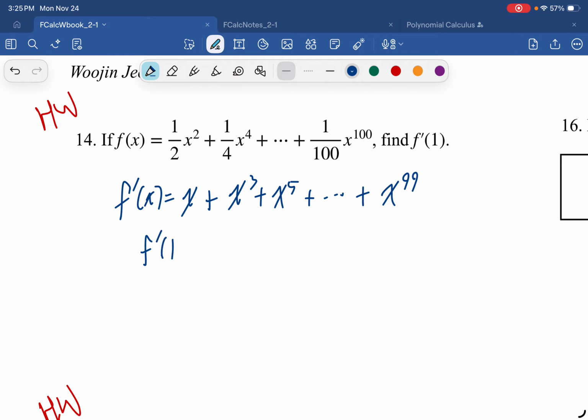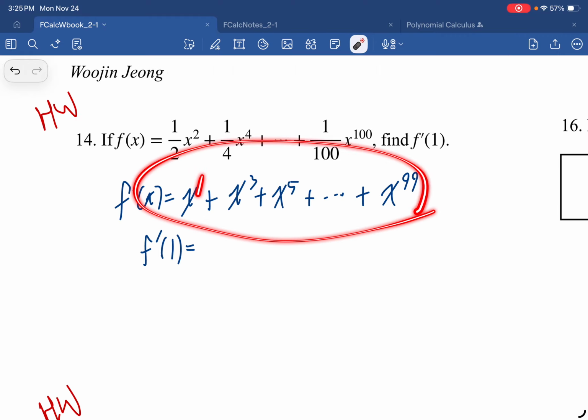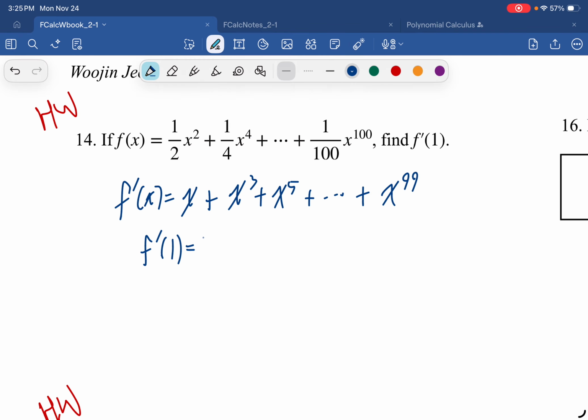F prime of 1 would be plugging in 1 to all of these. There are how many odd numbers? These are 50 odd numbers. So f prime 1 would be adding 1 50 times. So that answer would simply be 50.